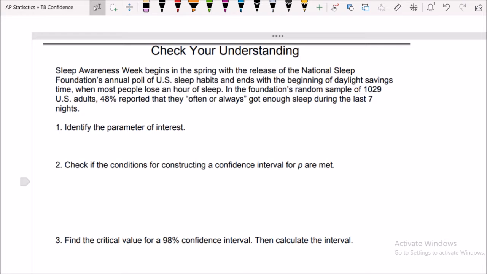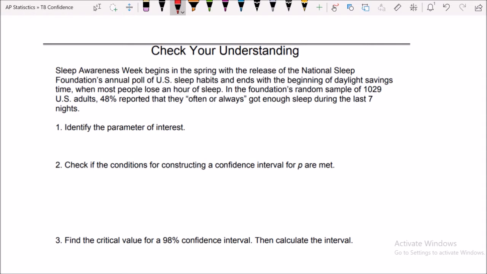In the Foundation's random sample of 1,029 U.S. adults, 48% of them reported they often or always got enough sleep during the last 7 nights. And we're going to run through a series of questions on this scenario. First of all, we want to identify the parameter of interest.